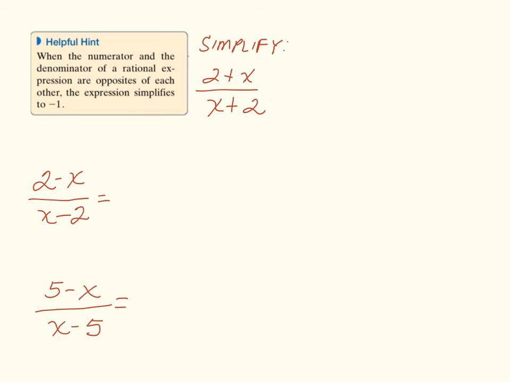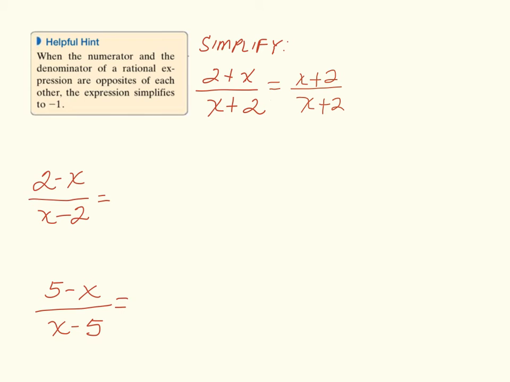Now this first example I'm giving you has 2 plus x over x plus 2. Well, in this case, the 2 is positive in the numerator and the 2 is positive in the denominator. The x is positive in the numerator and the x is positive in the denominator. So you could actually write them both the same way. You could write x plus 2 over x plus 2 only because they're both positive. Okay? Only because they're both positive.